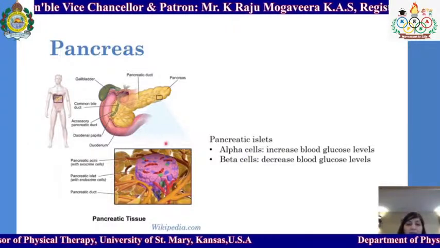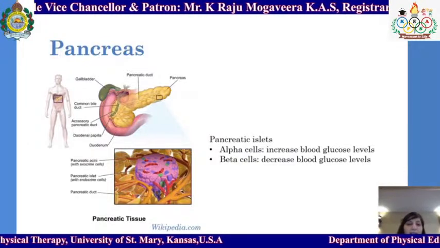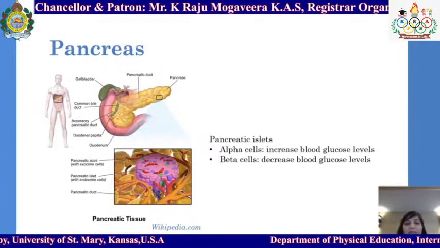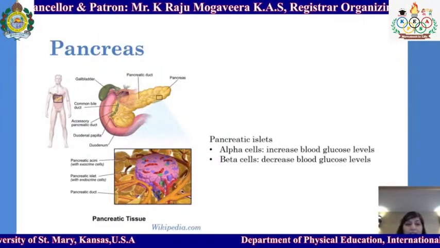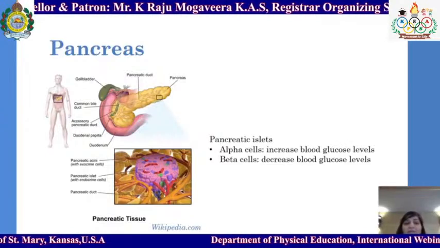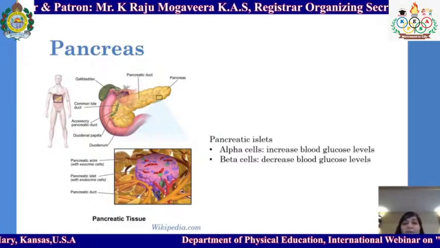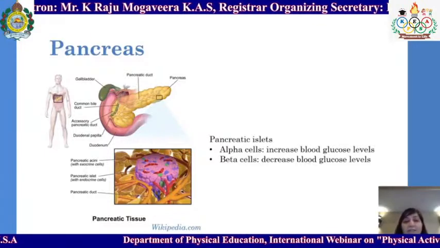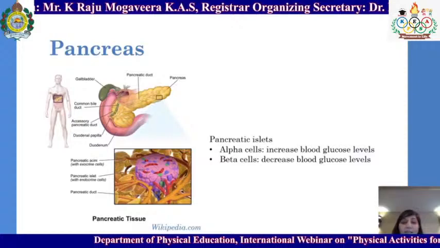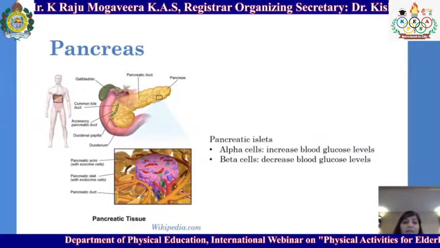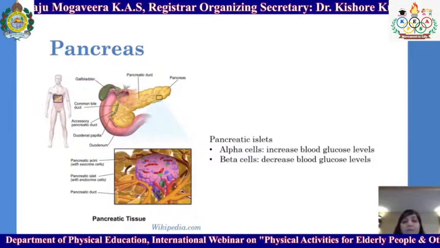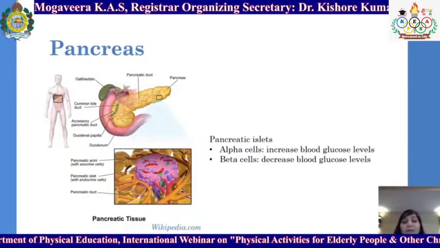The pancreas contains different types of structures and cells. The ones surrounding are called the exocrine cells, and the ones in the middle are the endocrine cells, or the pancreatic islets. These pancreatic islets have different types of cells. The two most important ones are the alpha cells and the beta cells. Alpha cells increase the blood glucose levels in our body, and beta cells decrease the blood glucose levels in our body. So beta cells are very, very important.